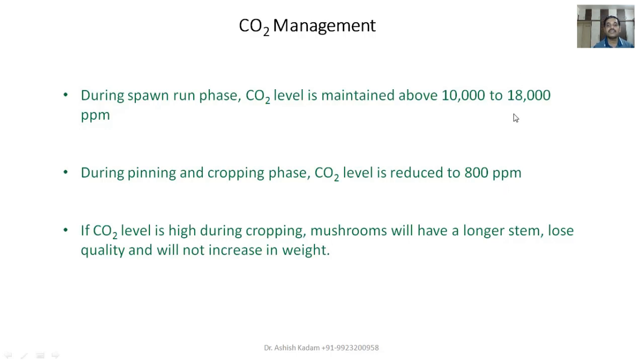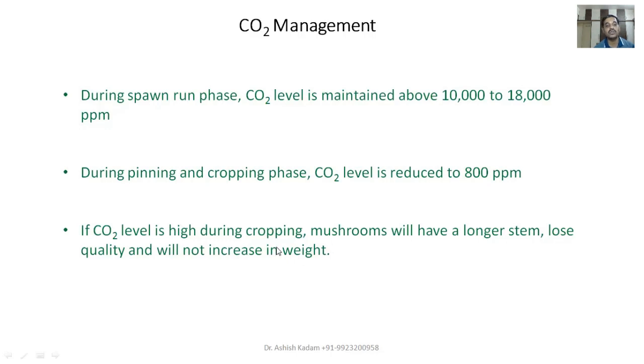Even if you have a CO2 level of more than 18,000, that is also not good for the right quality of the button mushroom. If a high CO2 level is maintained during cropping, mushrooms will have longer stems, lose quality, or will not increase in weight. Even weight is a parameter governed by the CO2 level, as you can understand from this. So during the cropping phase, when we are harvesting, again we have to maintain a very low level of CO2.